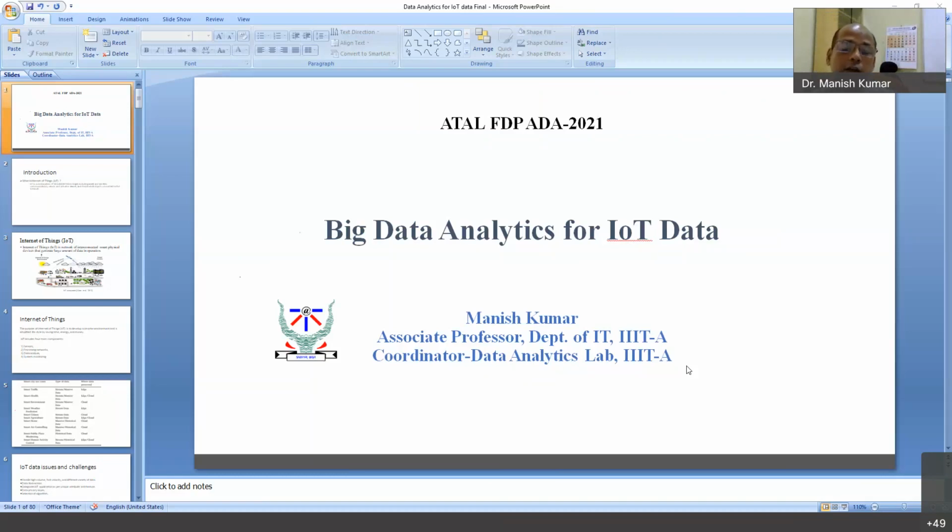And finally, I'll talk about two or three, whatever time permits, algorithms which could be executed on a distributed and parallel framework based on Hadoop MapReduce. Okay. So this would be the coverage of today's talk. Okay, so I start with that.